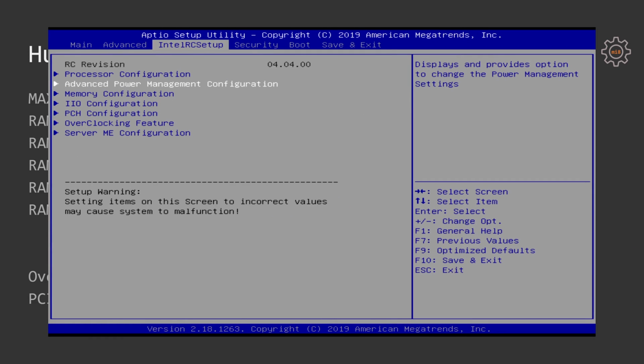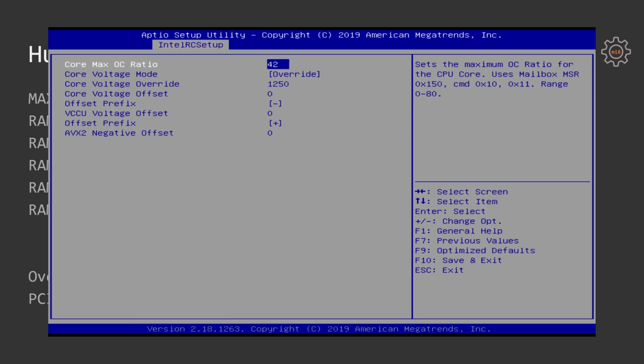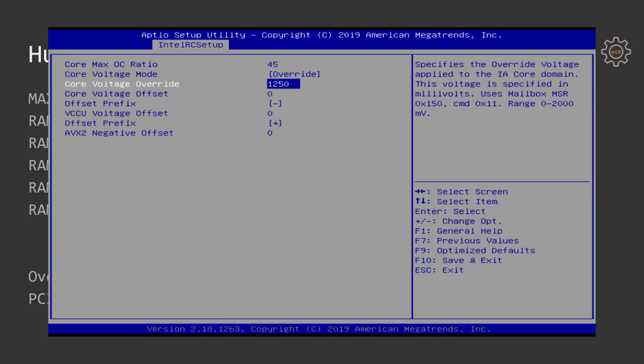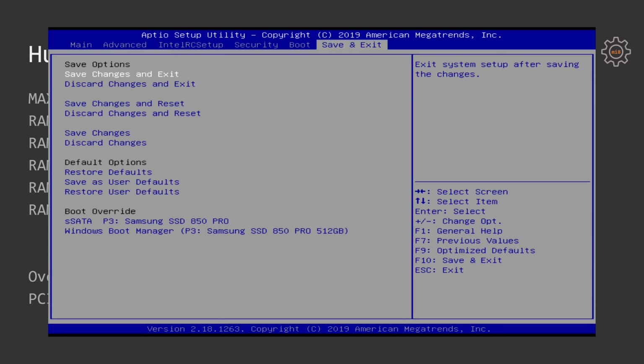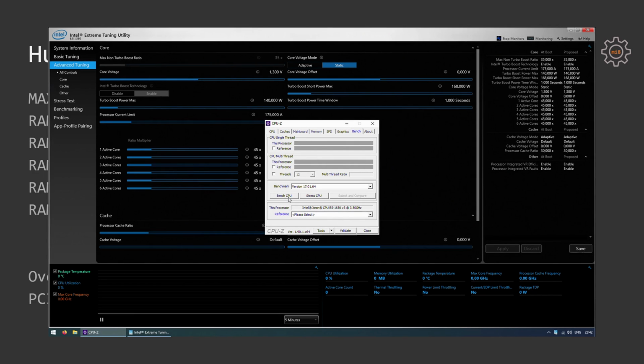Huananzhi X99-F8 was able to overclock E5-1650 V3 to 4.5 GHz. Unfortunately, to make the system stable, I had to go down to 4.3 GHz, but the good news is that BIOS settings and Intel XTU, or Intel Extreme Tuning Utility, they both work, and it's possible to overclock Xeon E5-1650 V3 with no issues on this motherboard.